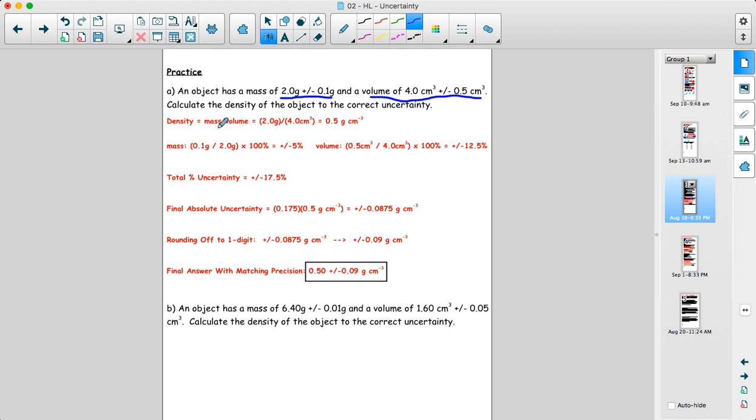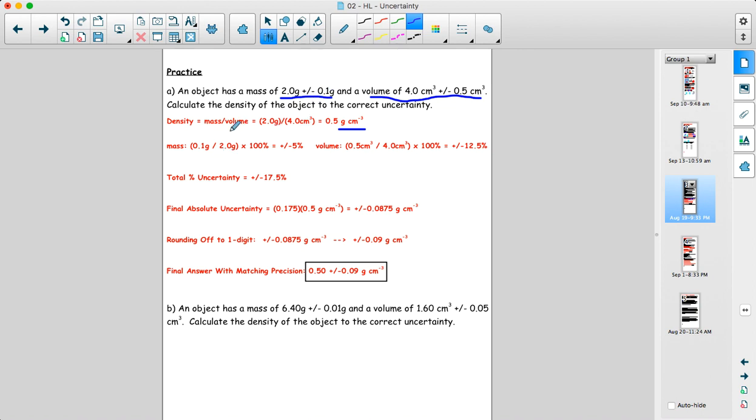Density is mass divided by volume. So to get the density, I just do 2 divided by 4, 0.5 grams per cm cubed, gram per cubic centimeter. Now you can see that the units are different. Now, when I've divided, the units actually combine together. So I can't just add 0.1 grams and 0.5 cm cubed. That won't make any sense. So what I've got to do is convert each of them into a percentage.